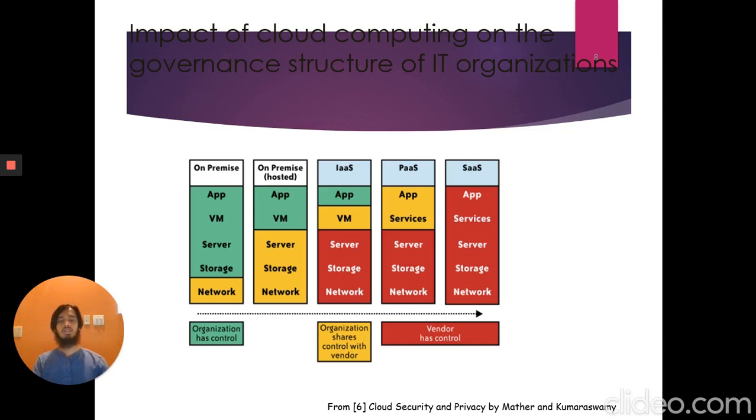And then platform as a service, as we have already discussed, the platforms can be Django and the other platforms that are given by the providers. In this, we'll have application services with us, and the other things like server, storage, and network with the provider. Then software as a service: we'll have application service, server, storage, network, all with the vendor's control. So in software as a service, the application service, storage, and network, all the control of this will be with the vendor, not with the organization.